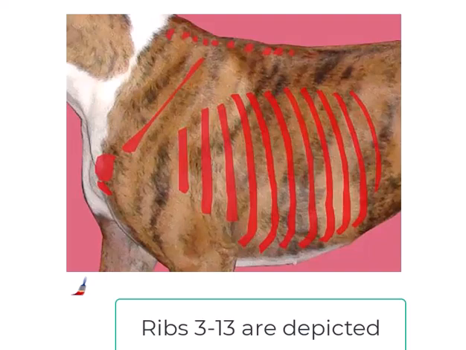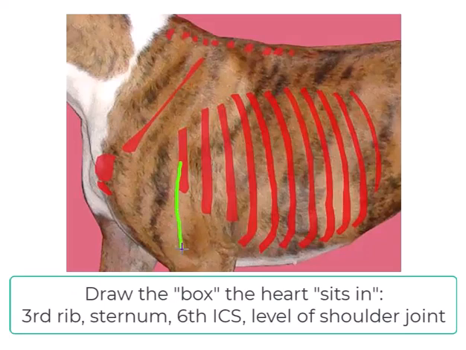Today we're going to draw structures of the thorax using the ribs 3 through 13 as our landmarks. We're going to begin with drawing a box that the heart sits in. We're going to run it from the third rib, ventrally to the sternum, caudally to the 6th intercostal space, and our dorsal level will be the level of the shoulder joint.